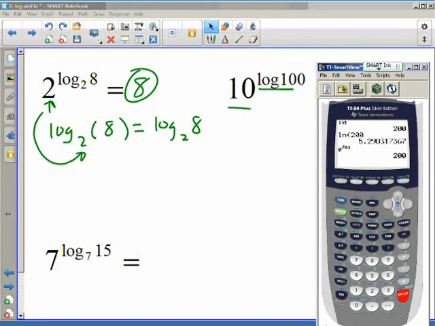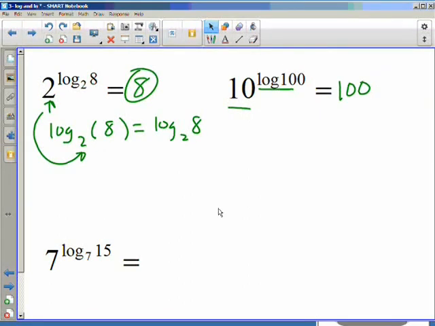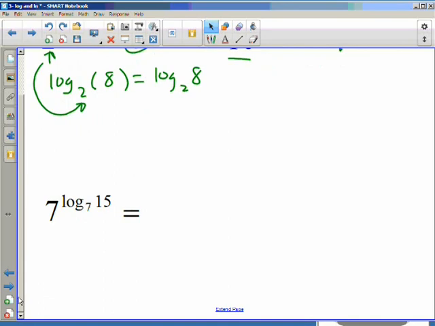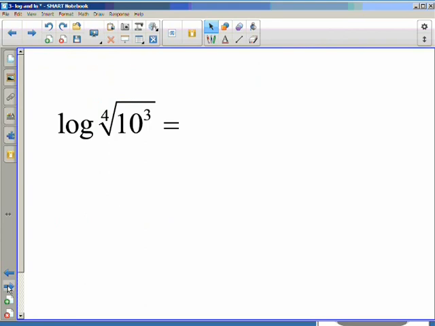We can go ahead and just prove that to ourselves. 10 raised to the log of 100 equals 100. And that's been the case here. So try this one, hit pause. The answer is 15. I'm not a big fan of this type of equation, but it helps illustrate how log and exponent work to undo each other.